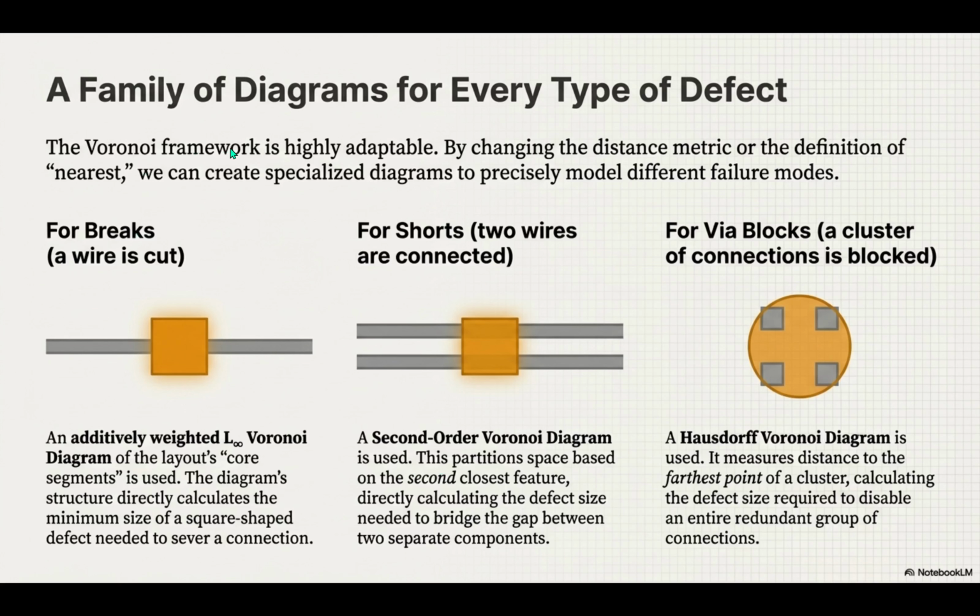You can create a whole family of these diagrams just by changing the definition of nearest. Give me an example. Well, if you're worried about a short where a defect connects two different wires, you don't care about the closest wire, you care about the second closest. So you just build a map based on the second nearest neighbor. Precisely. And that's called a second-order Voronoi diagram. It partitions space based on the second closest feature, which is exactly what you need. For other problems, like a break, where a wire is cut, you use a different metric to model how a square-shaped defect would sever it.